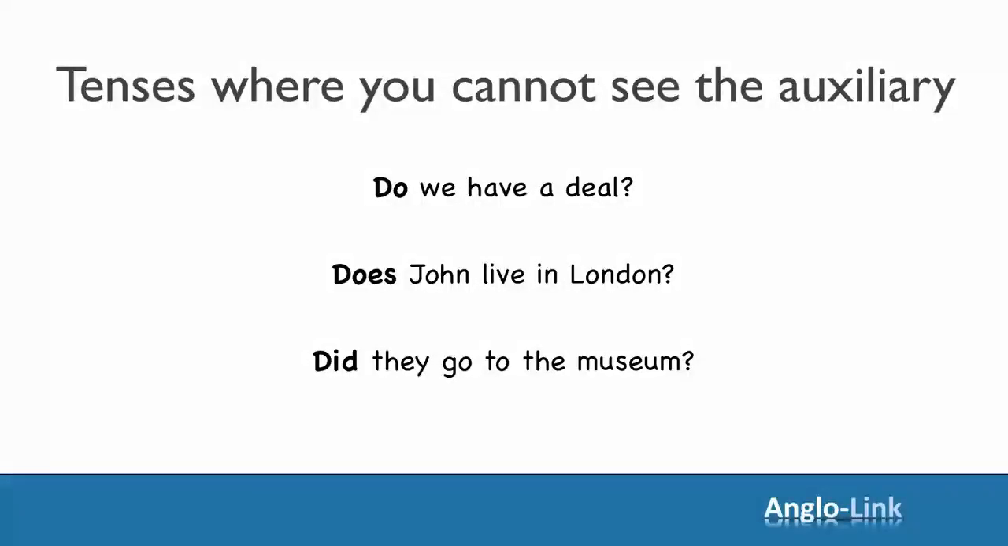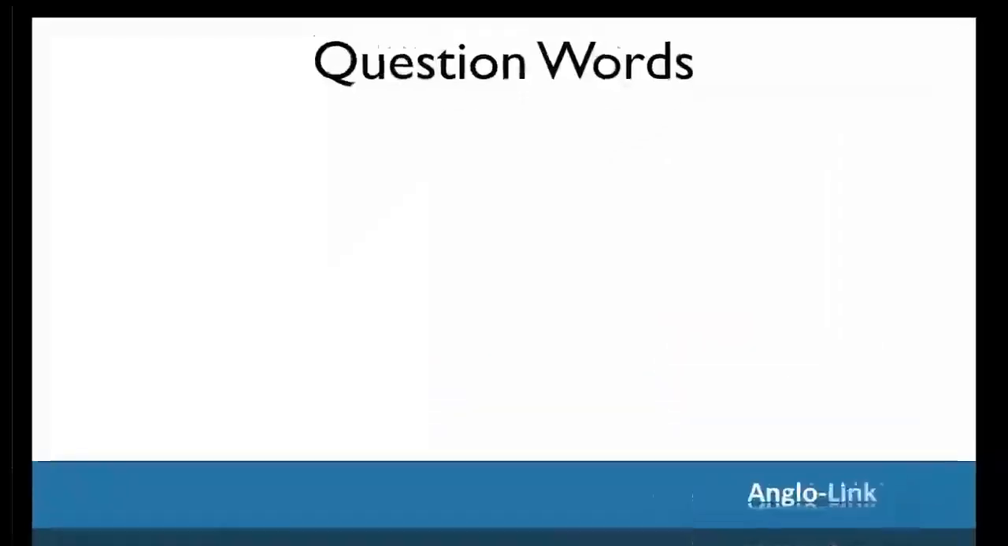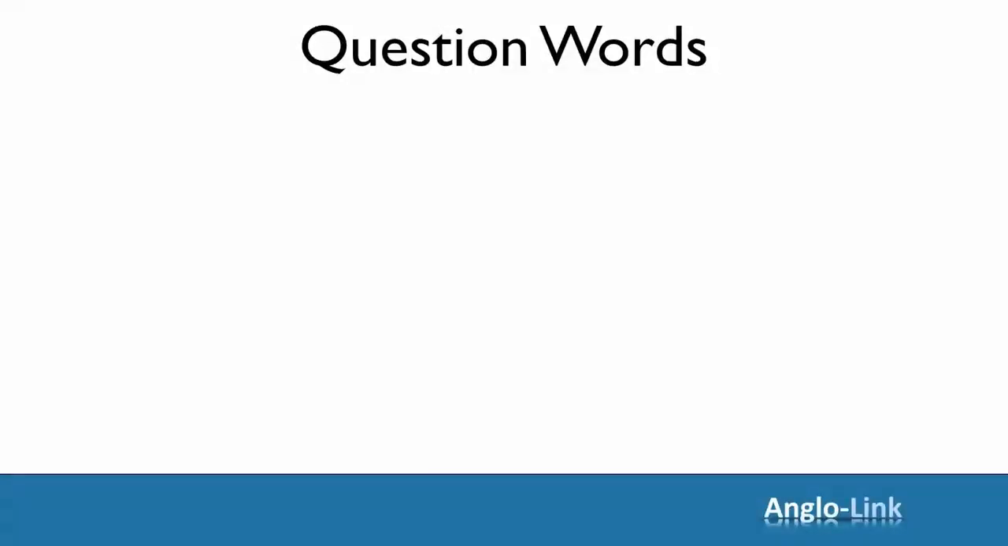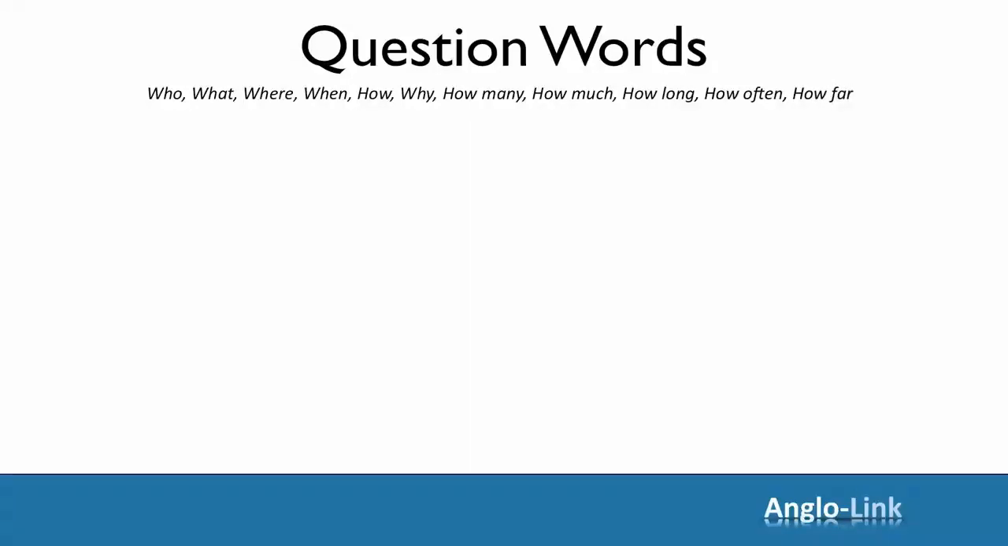Right, now that you have reviewed how to formulate questions, let's look at some question words. Who, what, where, when, how, why, how many, how much, how long, how often, how far. To formulate questions with question words, simply change your statement into question, add the question word, and then remove the answer.